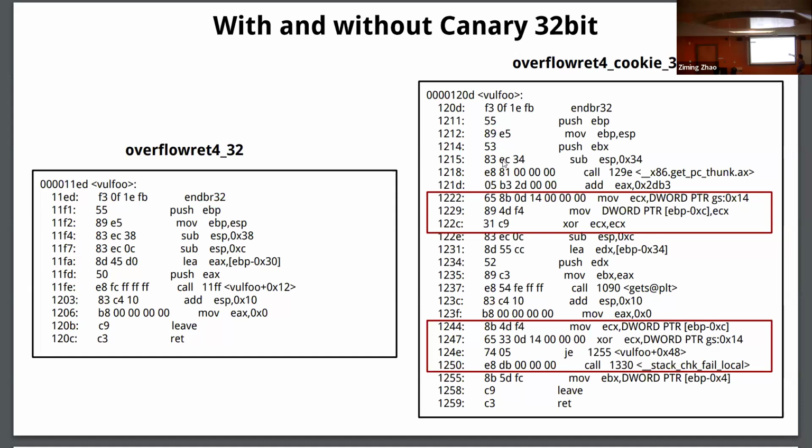So gets is still here. Before gets, the offset of the buffer also changed a little bit, as you can see here. The offset of the buffer changed to 34, and this is directly related to the stack canary. Before that, the distance between the buffer and saved EBP was 38 hex, which was 48 bytes. Now there are 4 more bytes, right? And those 4 more bytes are used for the stack canary.